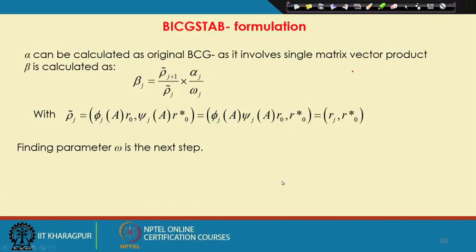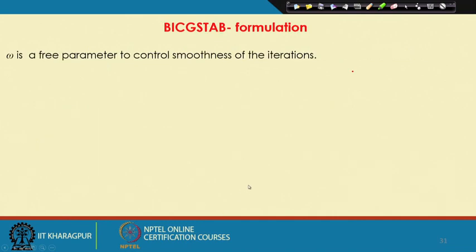Finding omega is the next step, and this is complex. Omega is a free parameter which controls smoothness of the iterations. Alpha and beta were related to the biconjugate gradient properties: the conjugacy of p j and p j star in the A space, the Krylov subspace, and the conjugate gradient property between r j and r j star. Alpha and beta are determined based on this conjugacy property. Omega is a new parameter which is to control the smoothness itself.